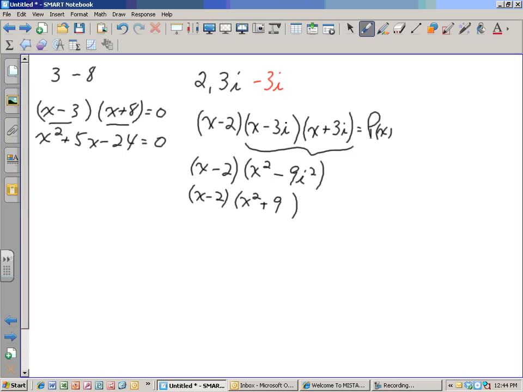And now we use FOIL. X cubed plus 9x minus 2x squared minus 18. And that's my polynomial. And this is a polynomial where the zeros are going to be 2, 3i, and negative 3i. Okay?